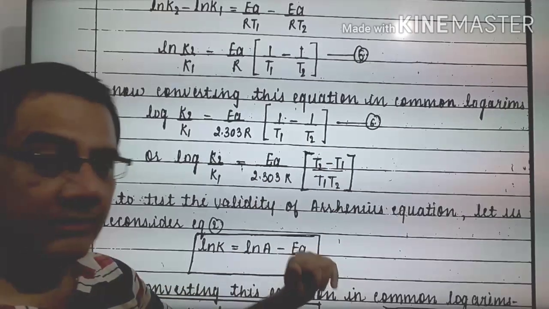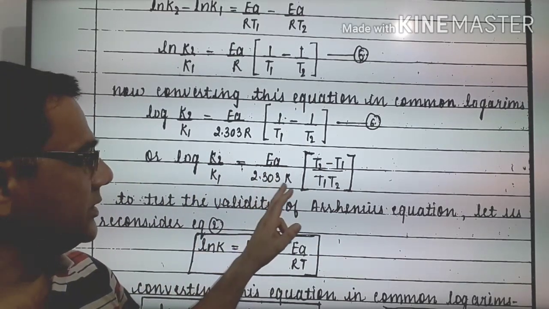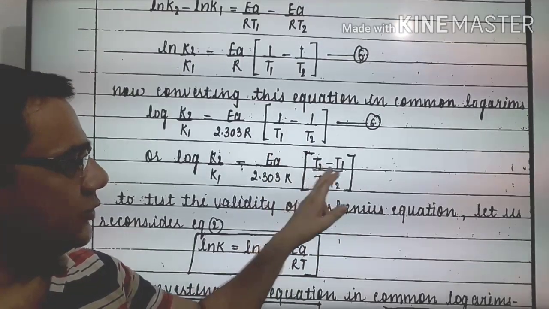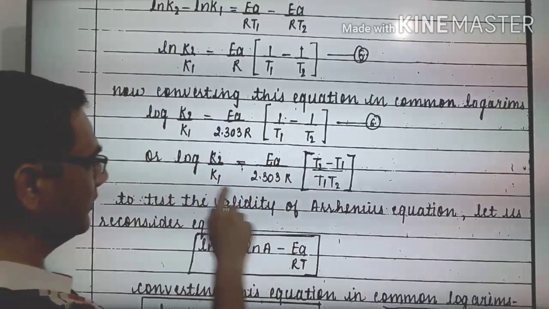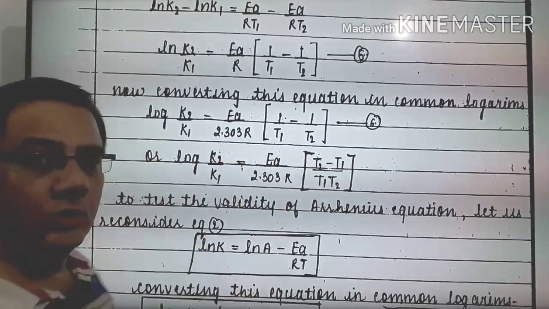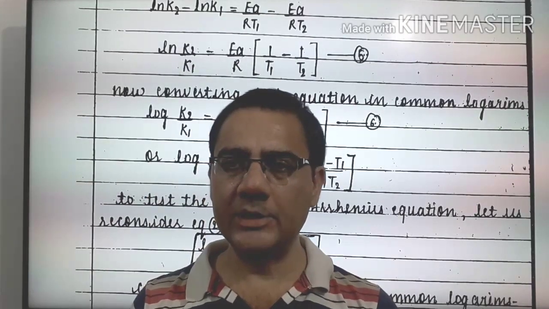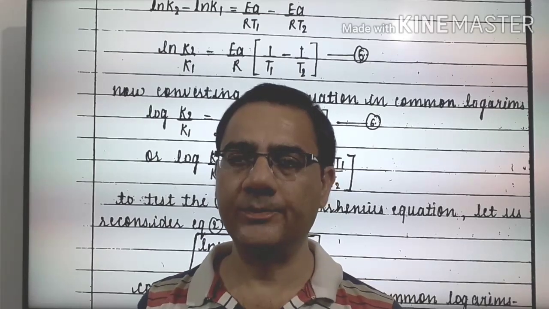Now in a simpler way we can write it like this: log K2 upon K1 is equal to E upon 2.303 R. We take the LCM T1 T2, and what is left here is T2 minus T1. So this is the expression which we will use for those types of numericals in which the two temperatures and the two rate constants are given in the question.